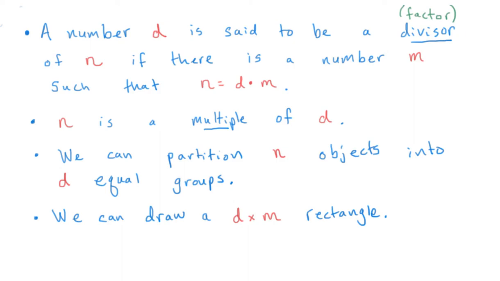So to nail down these definitions, let's look at some examples. So 3 is a divisor of 12. Or in other words, 12 is a multiple of 3. Okay, so you kind of see this dichotomy. 3 is a divisor of 12, so the divisor is the smaller number. And then 12 is a multiple of 3, right? That's kind of the idea.